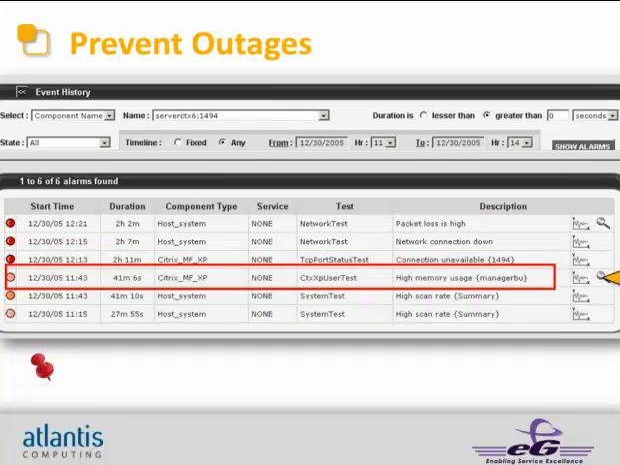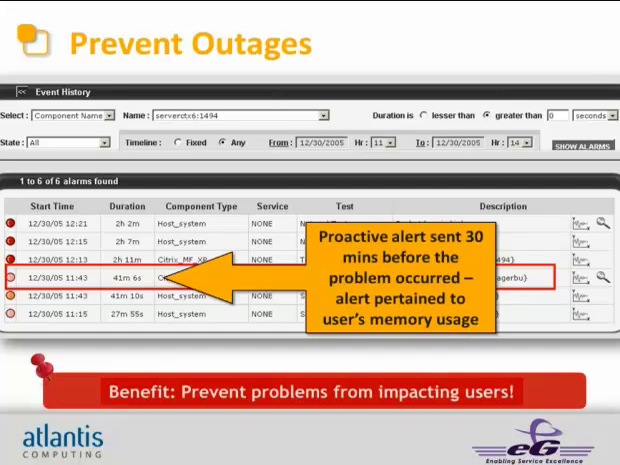But if you look more closely, you can see that about 30 minutes earlier, there was an event that was raised that said there was a memory usage issue. A particular user was consuming too much memory on that system, and all the processes and applications he was running was actually leaking memory, and it was creating a non-normal condition in the system.